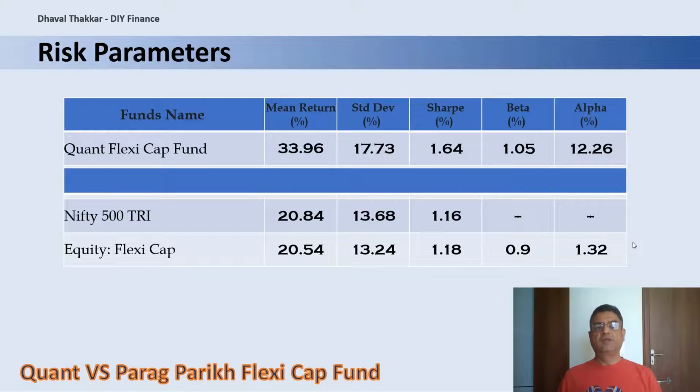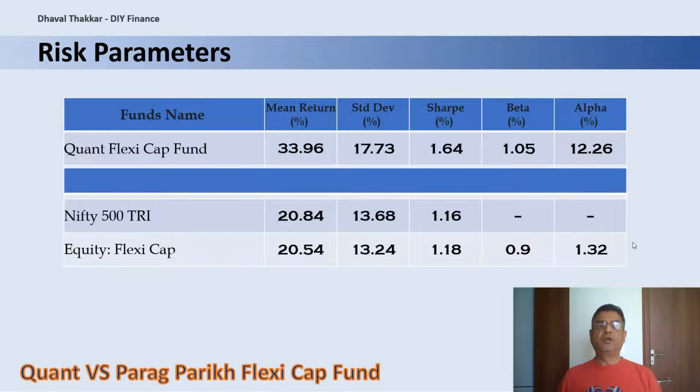Second, standard deviation, that is a tool to measure how much the returns have deviated away from the mean return, which in this case is 17.73 and is higher than both the benchmark index and the category average. Here, lower the value is better.